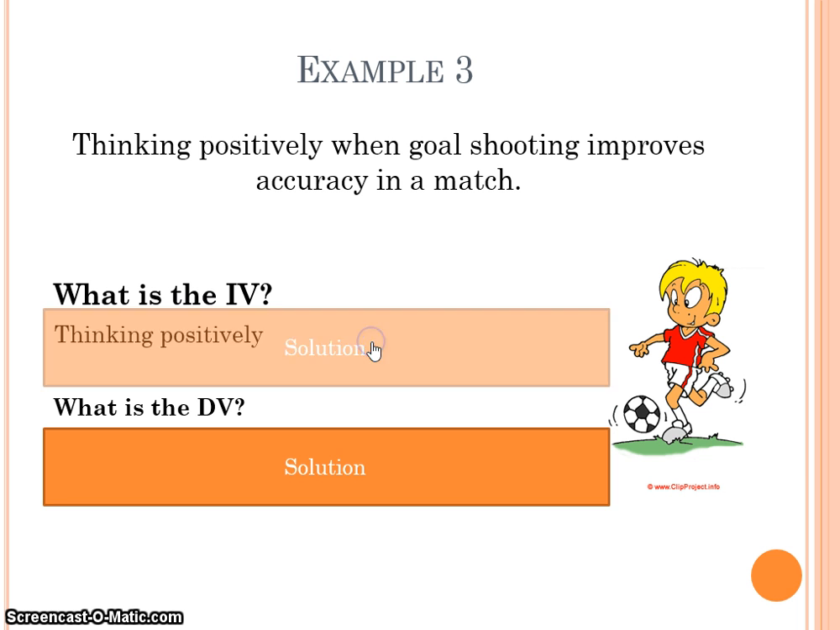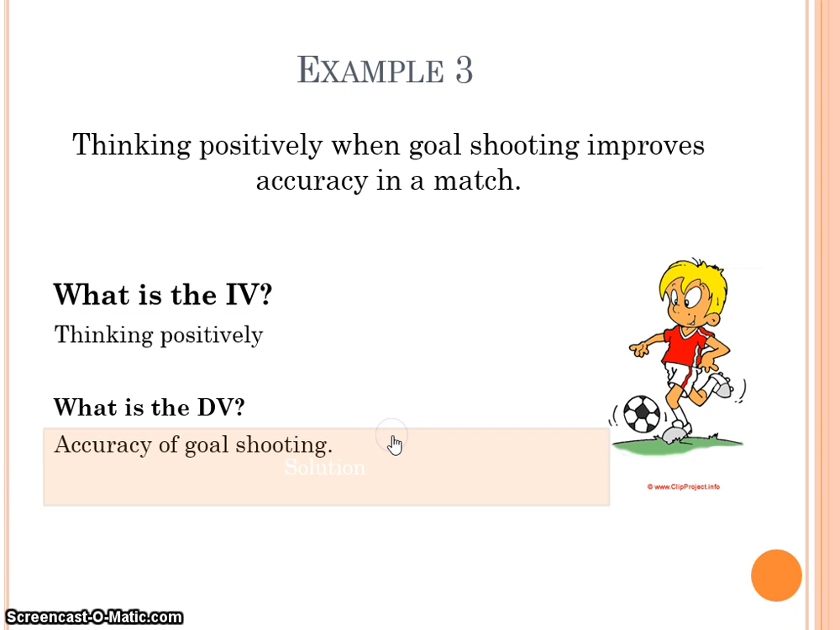So the independent variable is thinking positively. The dependent variable would be the accuracy of the goal shooting. That's the behavior they're actually going to record.